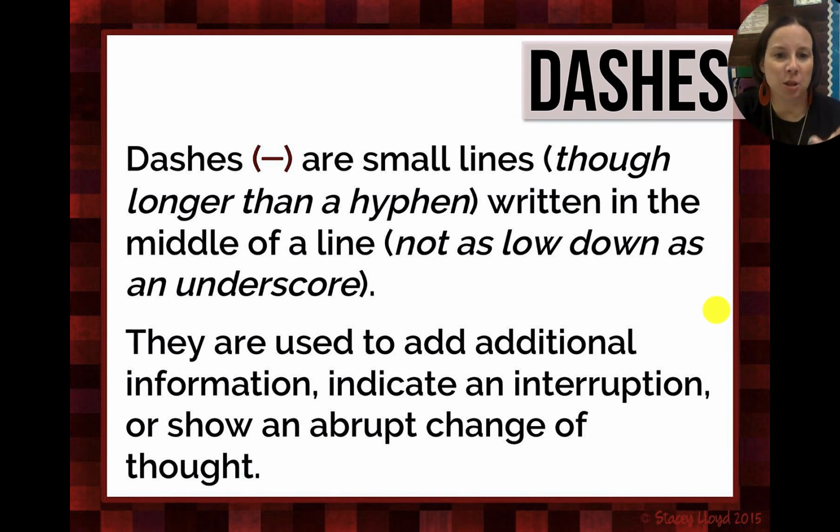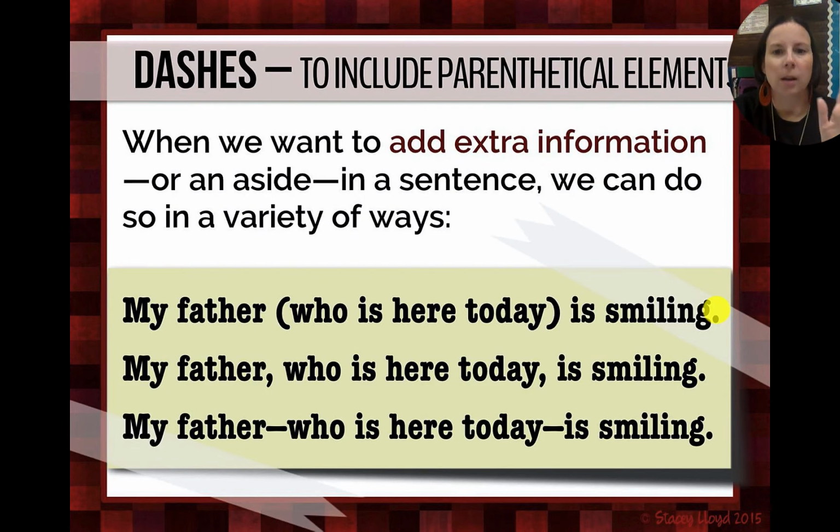They are used to add additional information, indicate an interruption, or show an abrupt change of thought. Okay, so dashes can be used with non-restrictive elements and appositive phrases. All of these are correct. My father, who is here today, is smiling. So you can use parentheses. My father (who is here today) is smiling.